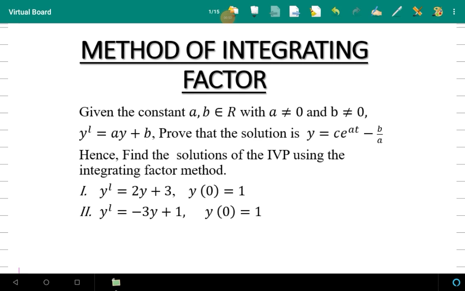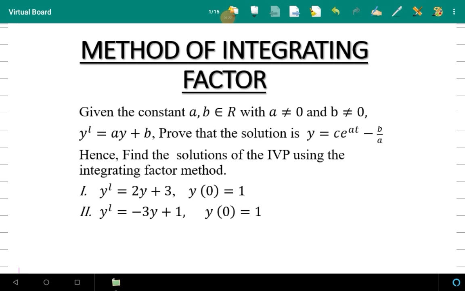Like I said in the previous video, we have looked at how to prove this particular formula using other methods. So in this tutorial, we shall be looking at the integrating factor method for solving this. After proving it, we shall take some examples to explain it better for our understanding. So without much ado, let's dive into the video and carry on.